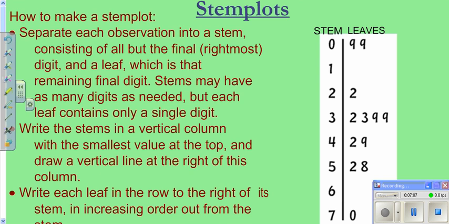So if we're referring to this 9, since that 9's in the 40 row, we would say this piece of data represented by the 9 is a 49. This one right here is a 2. Since that's in the 20s row, we would say this piece of data, this 2 right here, is representing 22. So the number on the left is your stem, which in this case is our tens digit. The number on the right is our ones digit, representing each piece of data.